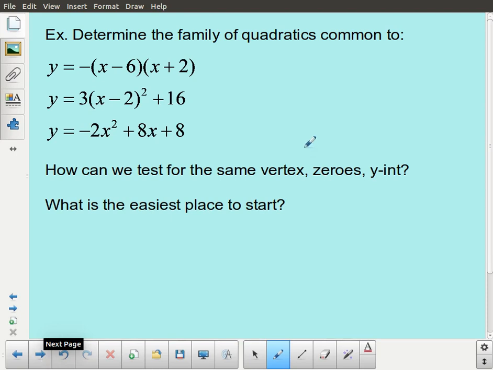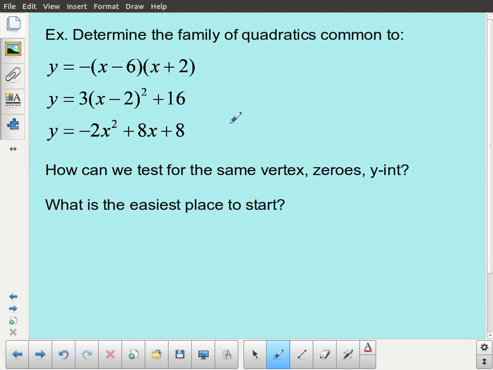So if it's a diagram, if you've got the graphs, particularly if they're computer generated graphs, if they're high quality, then you can pick out the families relatively easily. But what about algebra? Now in this case, I've made it even more difficult. I'm actually giving you one of the relations in each of the forms: factored form, vertex form, and standard form.